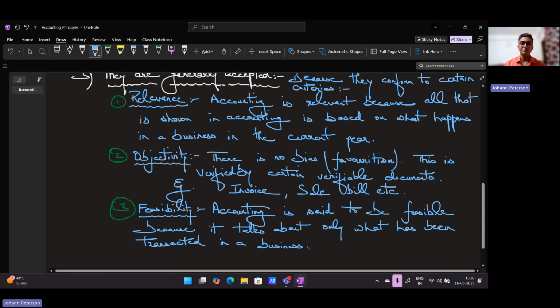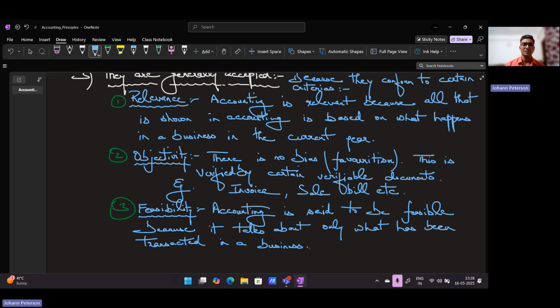Okay, so accounting is said to be feasible because it talks about only what has been transacted in a business. It doesn't talk about anything which has not happened in a business. All those business transactions which actually occur in a business, those are the ones being spoken about. So, this is the third criteria which is met.